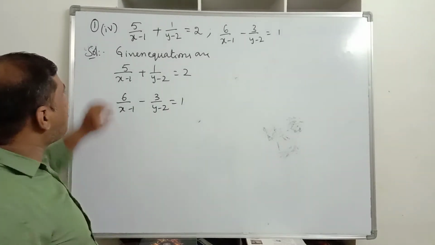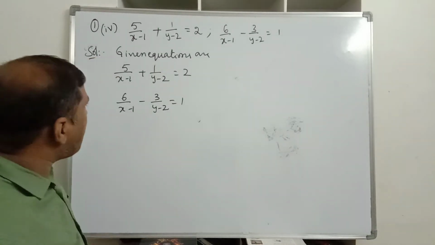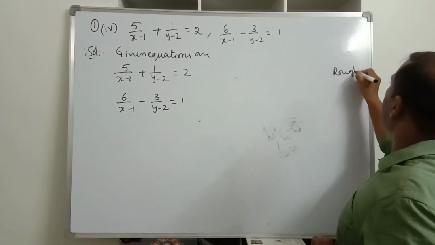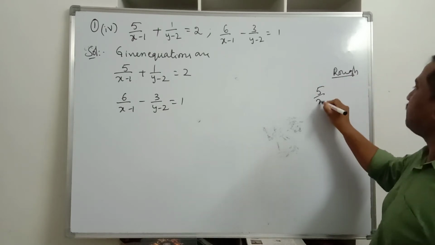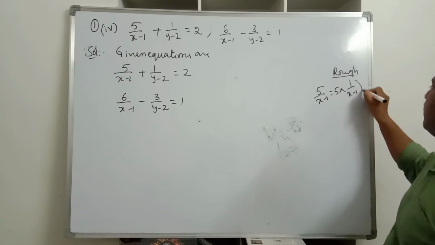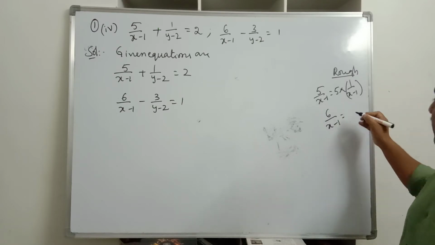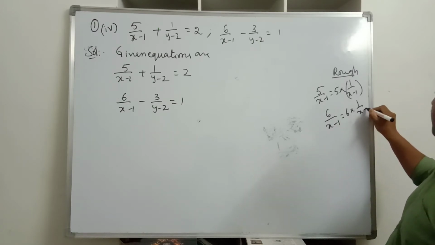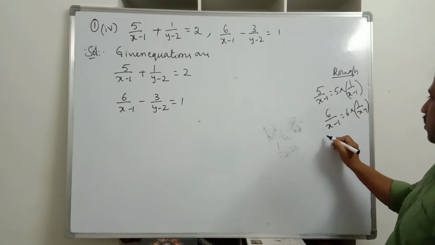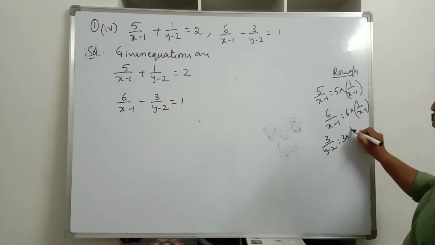Identify the common factor. Here 5 divided by x minus 1 can be written as 5 into 1 divided by x minus 1. You can write this rough work here. Similarly, 6 divided by x minus 1 can be written as 6 into 1 divided by x minus 1, and 1 by y minus 2 is there. Then 3 divided by y minus 2 can be written as 3 into 1 divided by y minus 2.